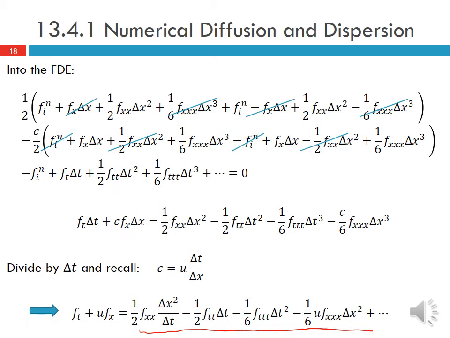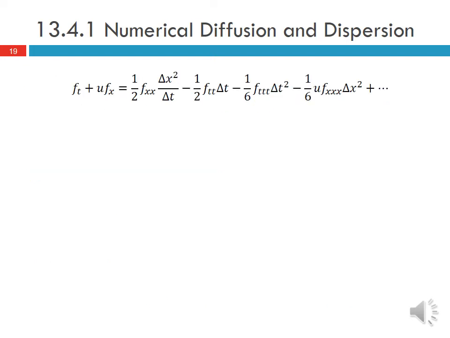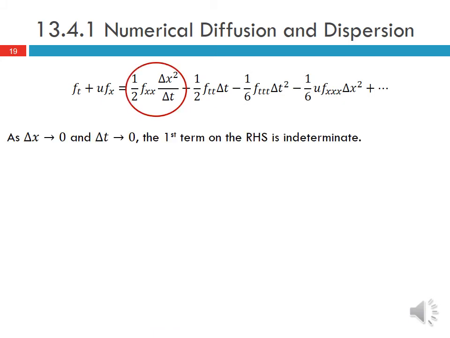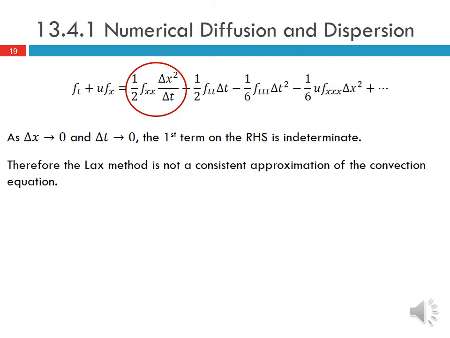If you compare this with the original PDE, we had f_t plus u f_x equal to 0. So this is all the leading truncation error. As delta x and delta t go to 0, the first term on the right-hand side actually becomes indeterminate. This means that the Lax method is not a consistent approximation for the convection equation. If you recall when we defined consistency in the introduction section, as delta x and delta t go to 0, we need to recover the original PDE if the method is consistent. So this method is actually not a consistent approximation for the convection equation.